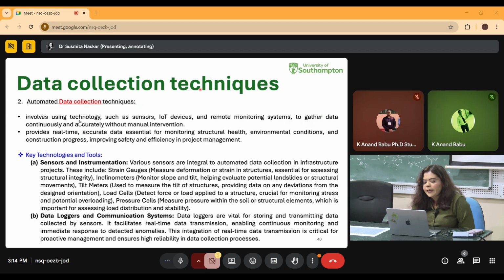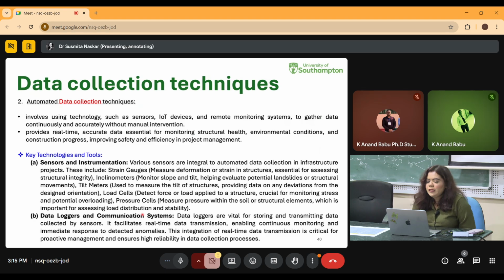Data loggers and communication systems store and transmit the collected data from the sensor. The sensor is first used to collect the data, and then the data logger or communication system helps enable real-time data transmission. So you collect the data in real time, and with this instrumentation you can immediately transmit it, allowing a continuous monitoring system and immediate responses to anomalies. This integration is vital for proactive management and ensures very high reliability during data collection.